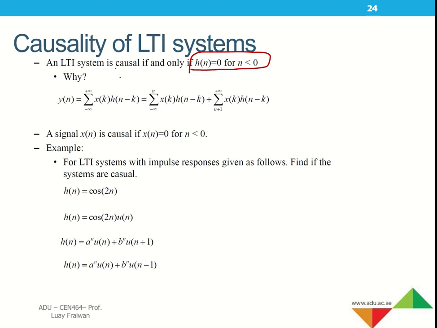Because we know that a simple signal is causal if the signal is 0 for all negative values. Negative value means the signal is only existing when you are supplying the input, only for the positive. If you are supplying the input at n is equal to 0, then you will get the output. That is the basic definition of causality. So the same is applied here for the LTI system: if its impulse response is 0 for all the negative values, then the LTI system will be causal.